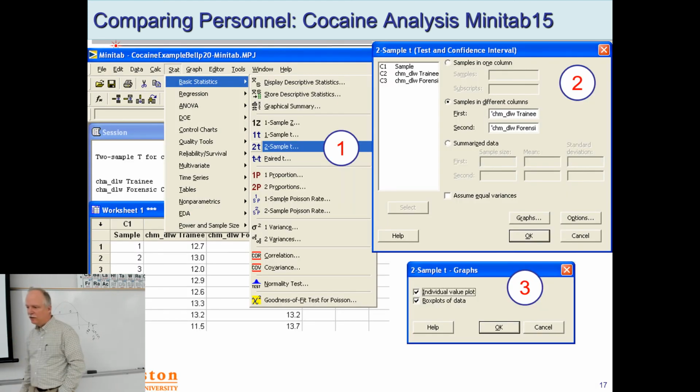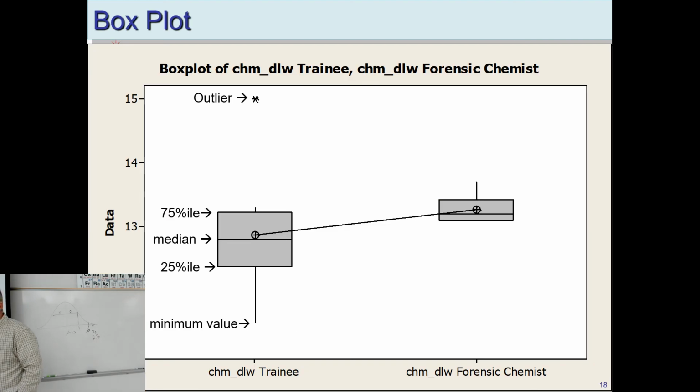So how do we get to those? Here's the menu structure in Minitab for calculating the two-sample t-test. This is really helpful if you do download Minitab. You have the Stat menu, Basic Statistics, 2-Sample t-test, and you have the samples in different columns. You have the trainee column and the forensic chemist column, and then you can put up some plots and do the t-test. Here's a box plot that you get from that.